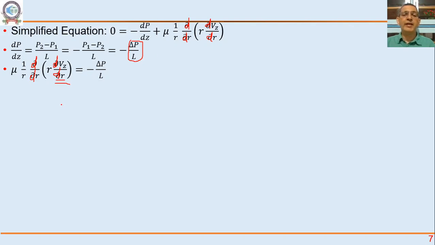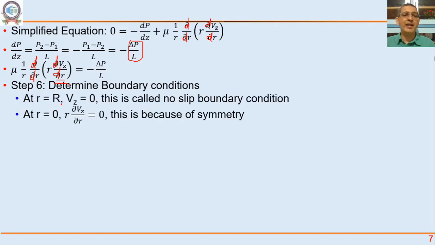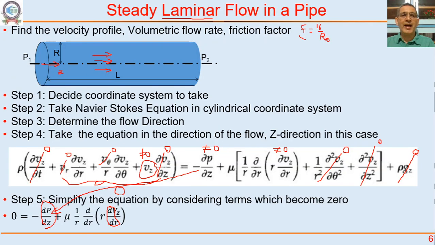To solve, I need boundary conditions. How many boundary conditions do we need? Two boundary conditions. Let's look at the boundary conditions. That's our next step: determine the boundary conditions. So can you think of boundary conditions with respect to r? Here they are. At r equal to capital R, Vz is 0.